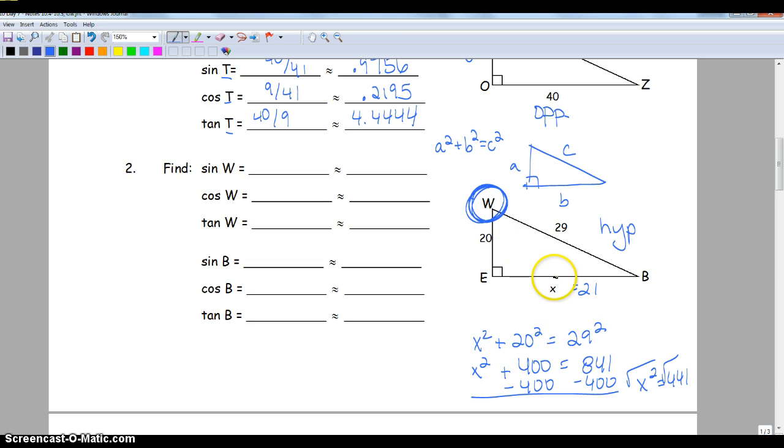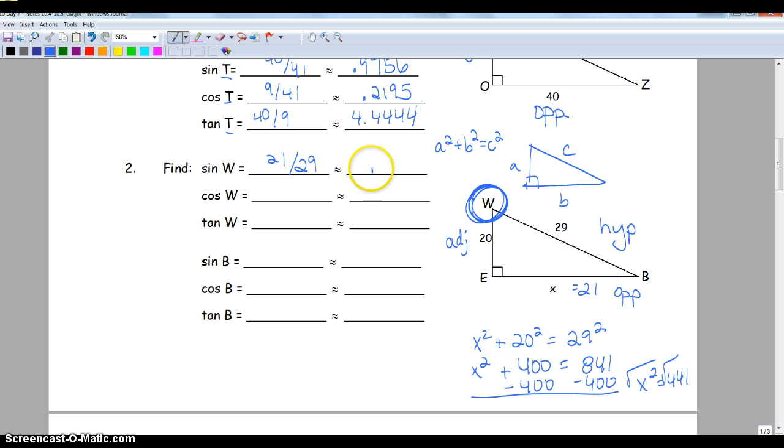The opposite side is the side that doesn't touch angle w. So this is going to be my opposite side, not adjacent, opposite. And then 20 is the adjacent side. And then you can find sine of w, opposite over hypotenuse, 21 over 29. And then you can divide it on your calculator.